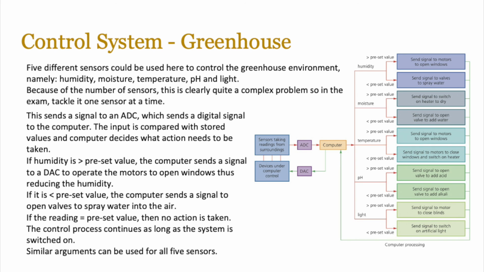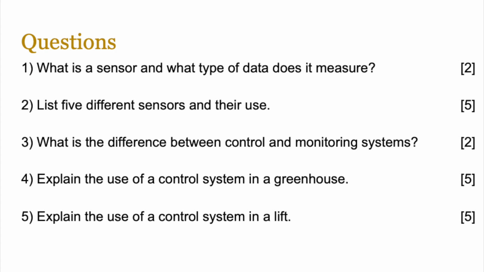So as long as you understand that pattern: sensors measure, ADC is used to convert it to digital data, microprocessor samples it, acts upon that data by comparing it to pre-stored values, sends a signal to the actuator, which is converted via a digital to analog converter, and the actuator then acts upon the environment, and the loop continues. So there's that feedback loop. As long as you understand that process, you can answer any type of monitoring or control question. And with that, we'll draw this lesson to a close.